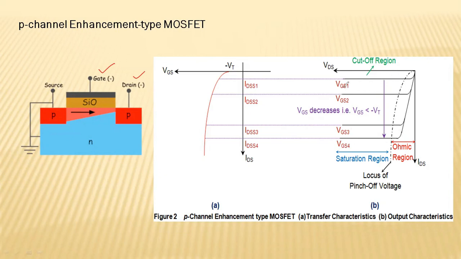In this case, again, as VGS increases, that means VGS increases negatively. That means as the magnitude of VGS increases negatively, then drain current also increases, because this increases the width of the channel. As the width of the channel increases, current also increases. Similarly, in the transfer characteristics, as you go on increasing VGS negatively, the current also increases.